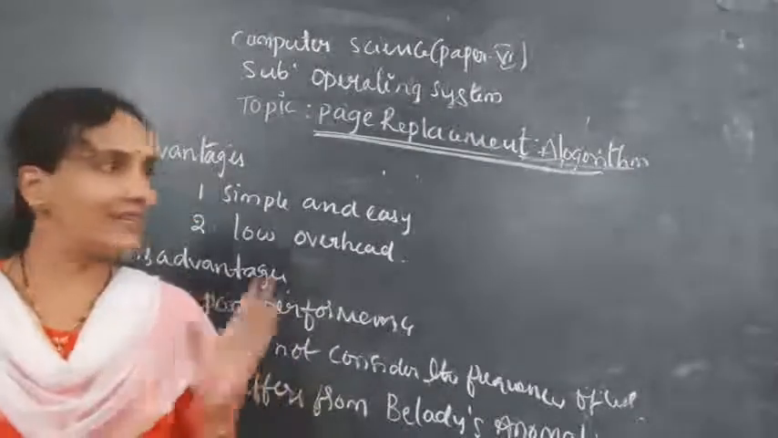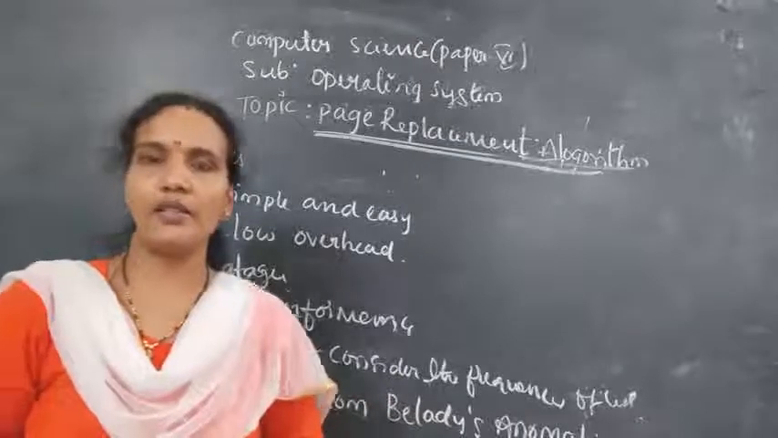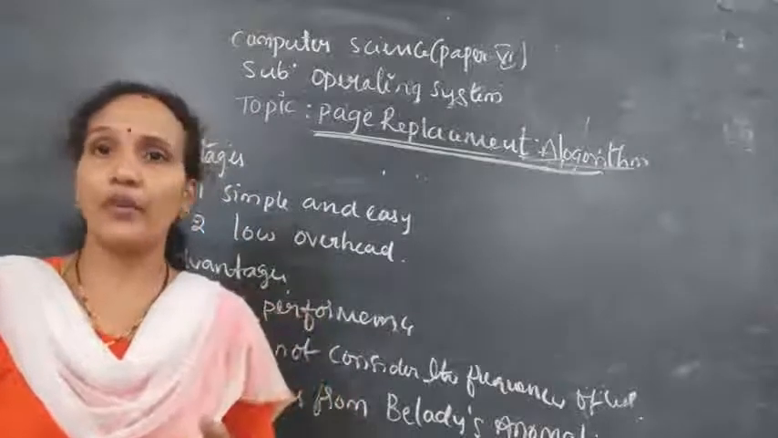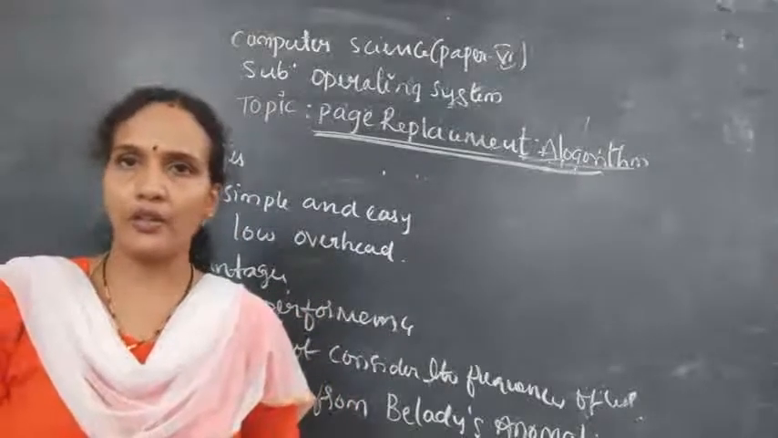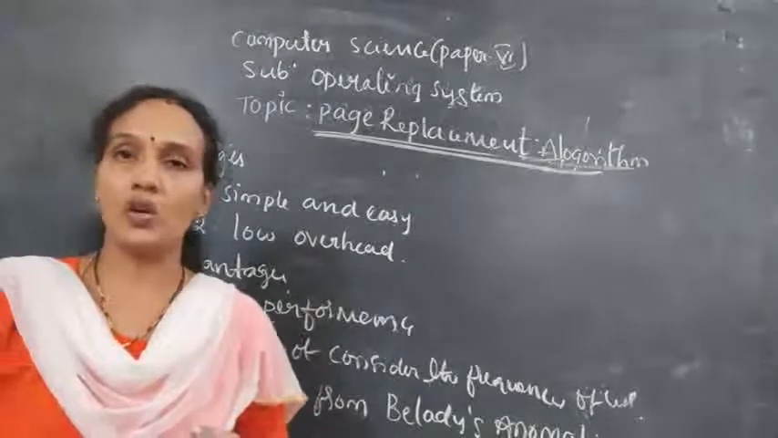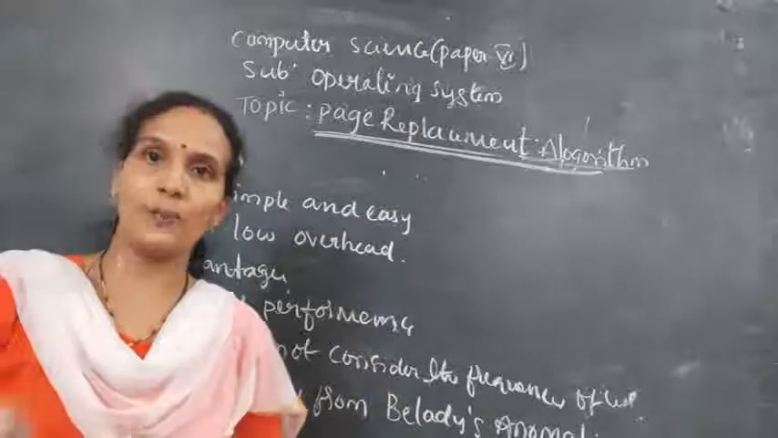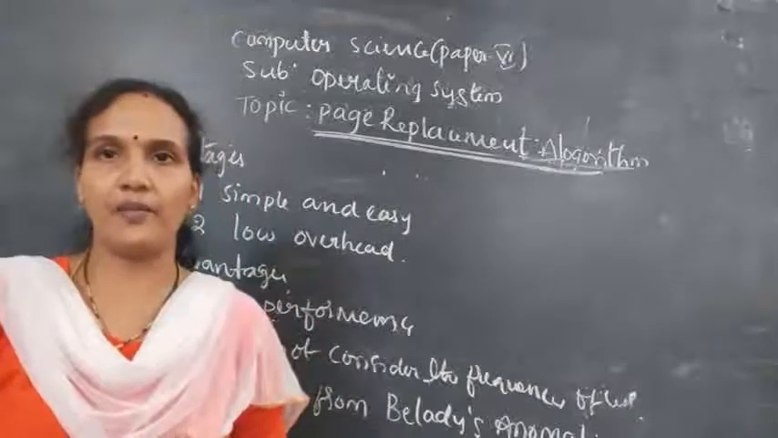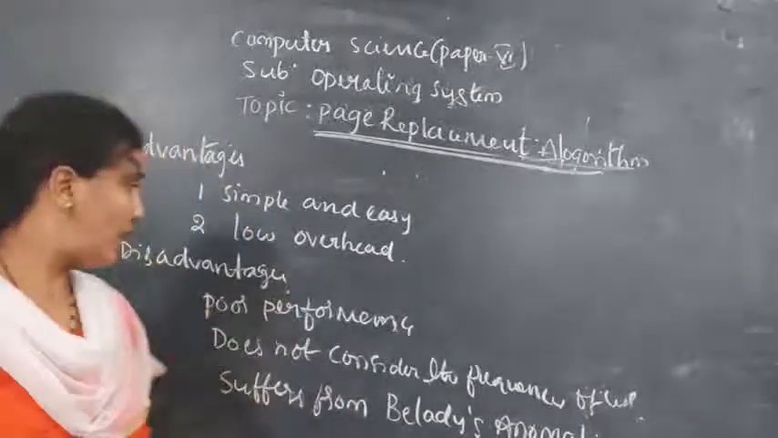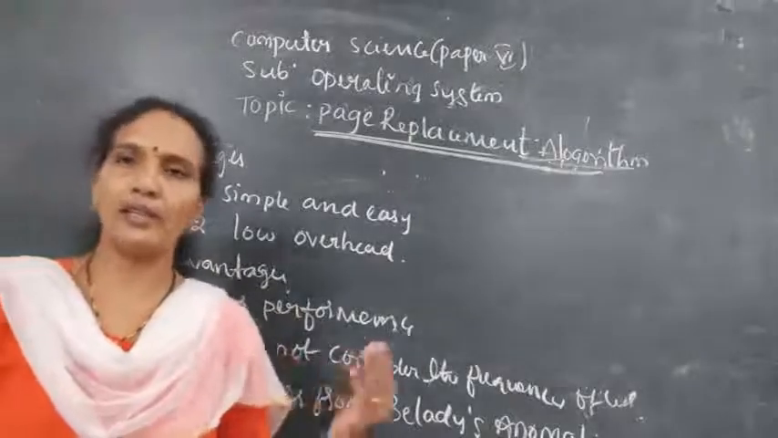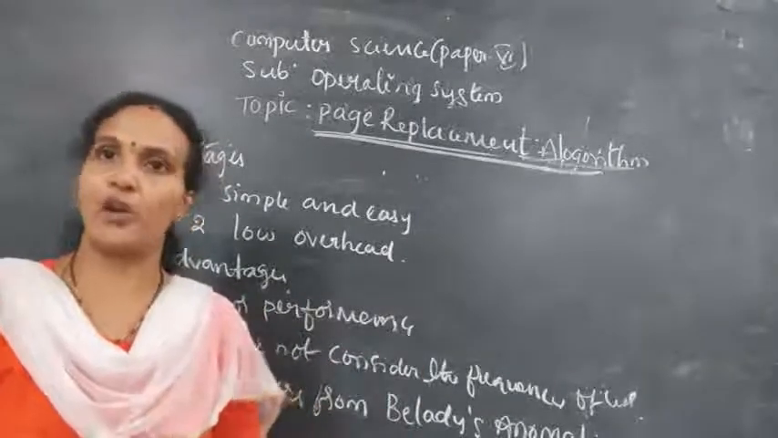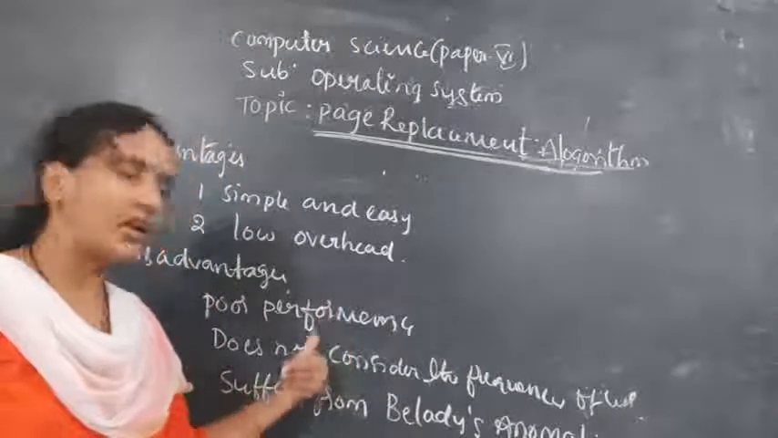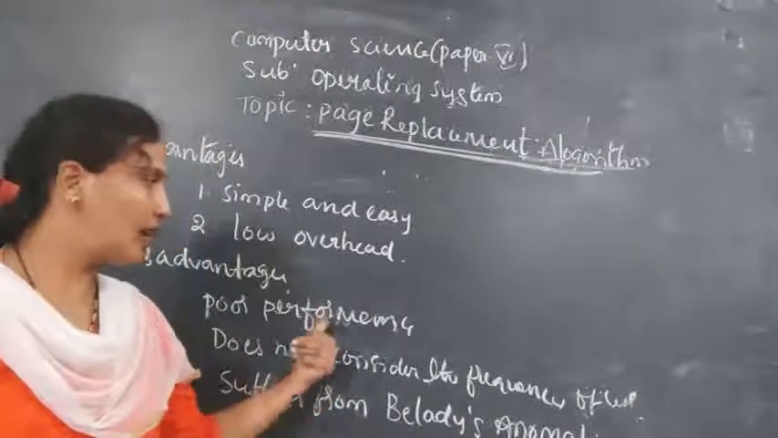So these are the advantages and disadvantages. In first in, first out, we have a number of advantages and at the same time a number of disadvantages. It is very simple, but it is not considering already used pages. Already used pages are loaded a number of times, and if you increase the page frames, it will increase the page faults, and it has poor performance compared to other algorithms. When we discuss other algorithms like optimal page replacement and least recently used, then only you can observe this.